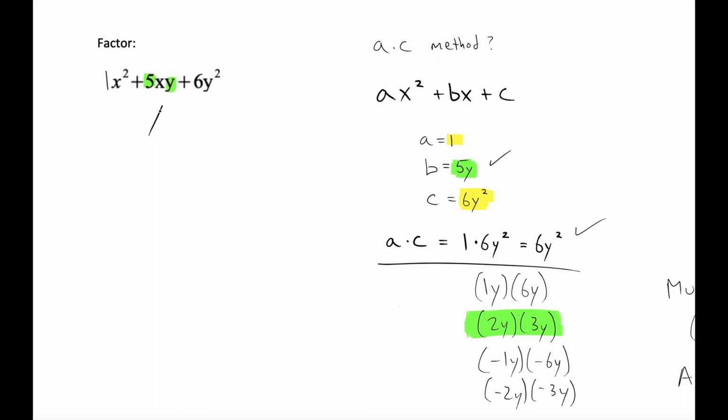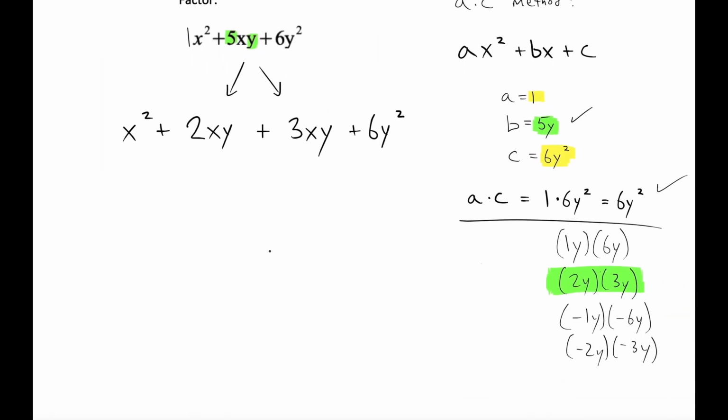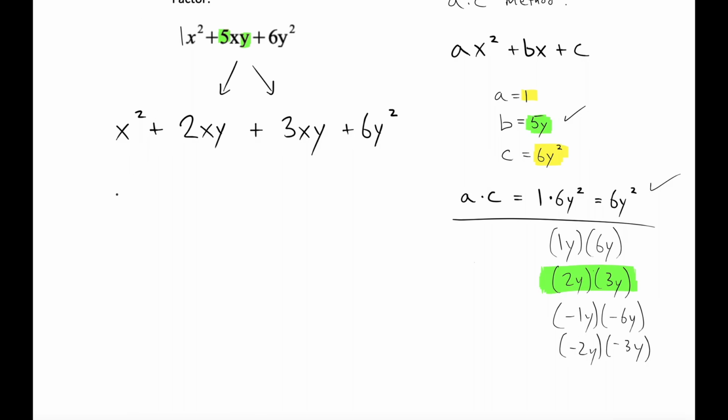The technique says now that you're supposed to break up the middle term using the combination that you found. But remember that we have to attach these numbers to the variable x. So this would make 2xy plus 3xy. And then we'll bring the other terms down. Okay, now it's rewritten. And so the next step in this is to group pairs of terms together.